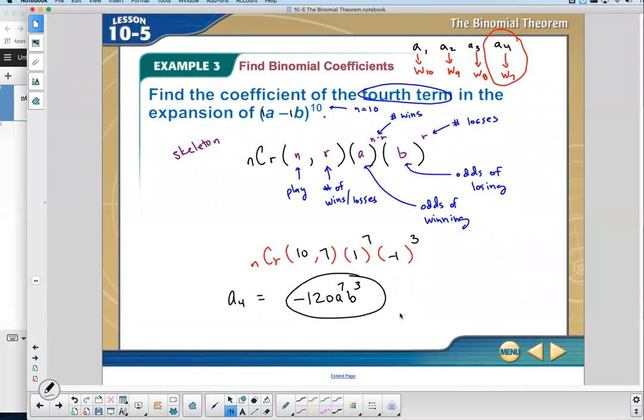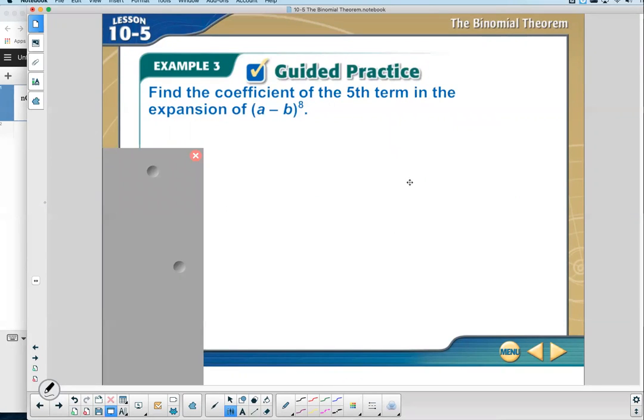Okay, so let's try another one together. It says, find the 5th term. So we need to write them out. You're playing the game 8 times. We want to find the 5th term. How many times does the first term win? 8. 8 times. That's right. So instead of using A, I'll use W for wins. We win all 8 times.